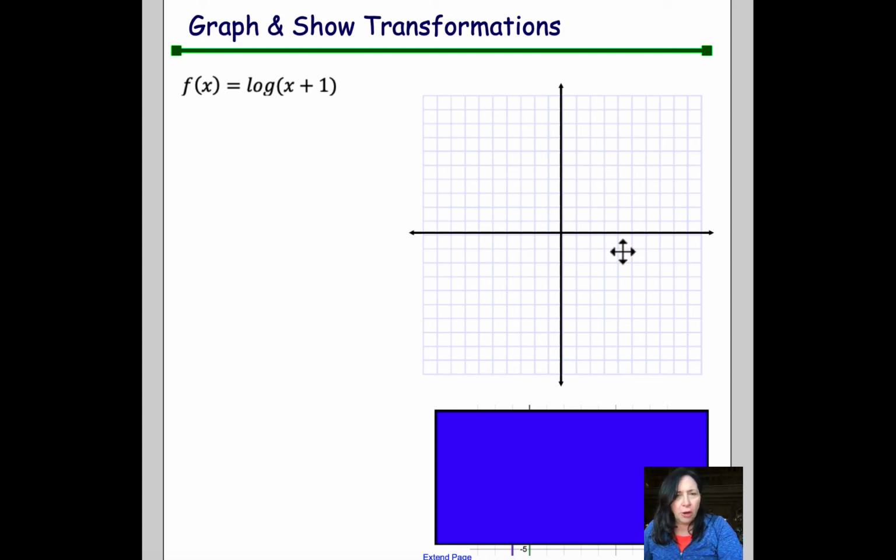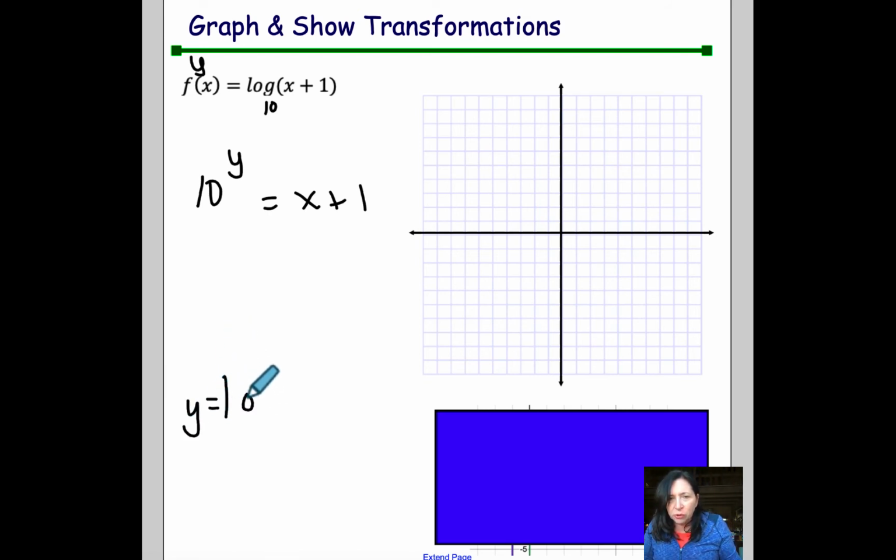Now, here's a log graph. When we're looking at our log graph here, I would say that you would start with base 10. So you want to say this is 10, this is y. So 10 to the y power is equal to x plus 1. Our parent function, which is y equals log of x, we know that's 10 to the y power.